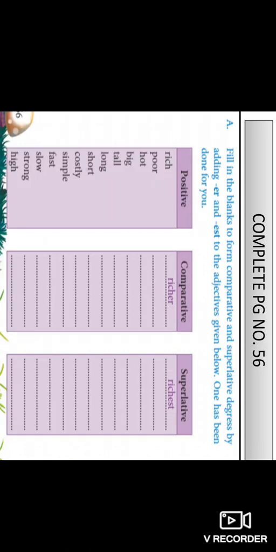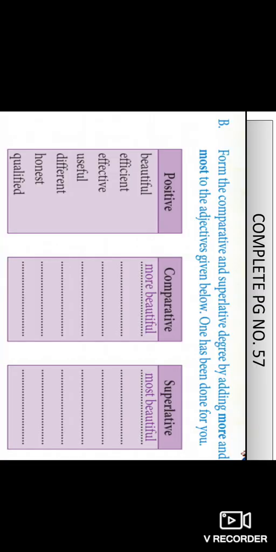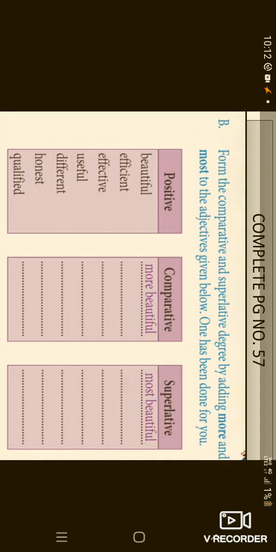So now you are having homework here children. Page number 56 you have to complete. I have given you the positive forms. You have to write the comparative forms and the superlative forms. I think you know very well. ER will be added for the comparative and EST will be there for the superlative. The same in page number 57 also you have to complete. Positive form is there, and you have to write down the comparative form and superlative form. This is your homework children. Please complete and forward your answers.